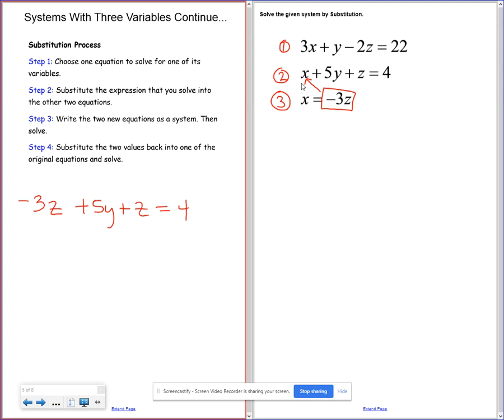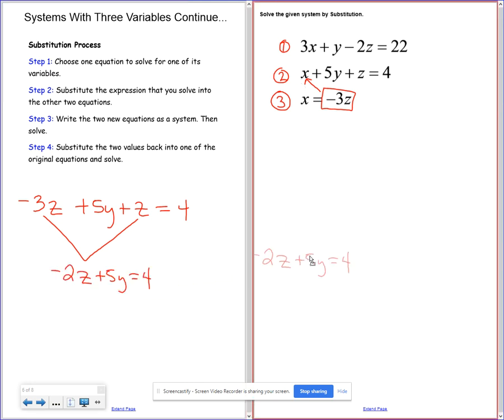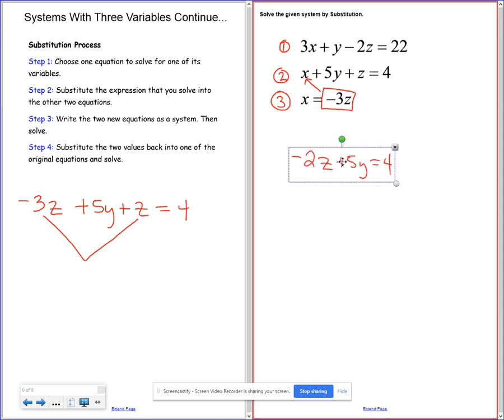So now we're going to add our like terms here. Negative 3z plus z would be negative 2z plus 5y is equal to 4. So this is going to be our equation 4 now. So we'll call this our equation 4.